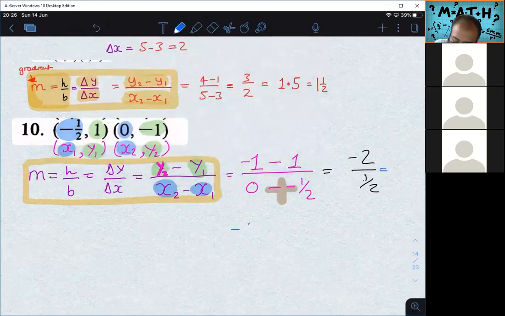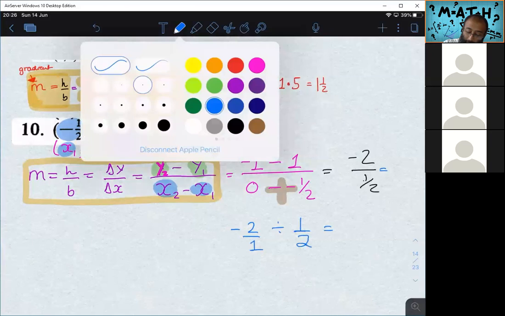So you've got just -2 divided by a half. I'm just going to set the question out for you manually, sorry. Okay, got it. Brain cells are beginning to start pumping now. Go for it.